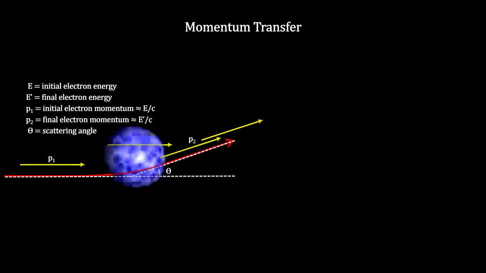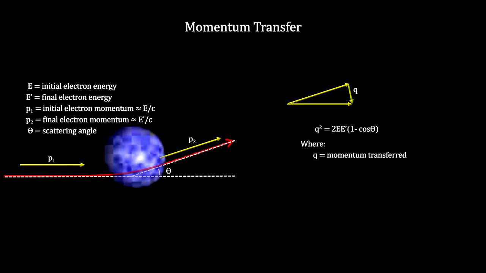The physicists controlled the incoming electron's energy and momentum and carefully measured the outgoing energy and momentum for a particular scattering angle. With that, they calculated the amount of momentum lost by the electron. Given the conservation of momentum, the electron's loss would be equal to the proton's gain.